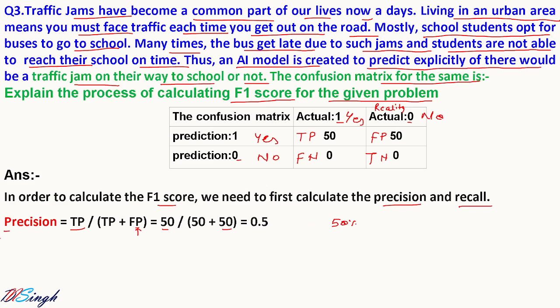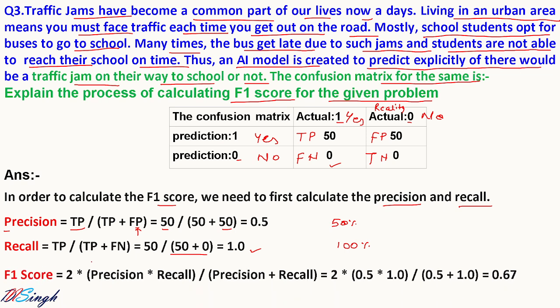Multiply it by 100. Next, calculate the recall. The formula is TP by TP plus FN, that is true positive by true positive plus false negative. The false negative value is 0. So we substitute these values, and recall will be 1. That will be 100% recall. If you multiply it by 100, it will be in percentage.